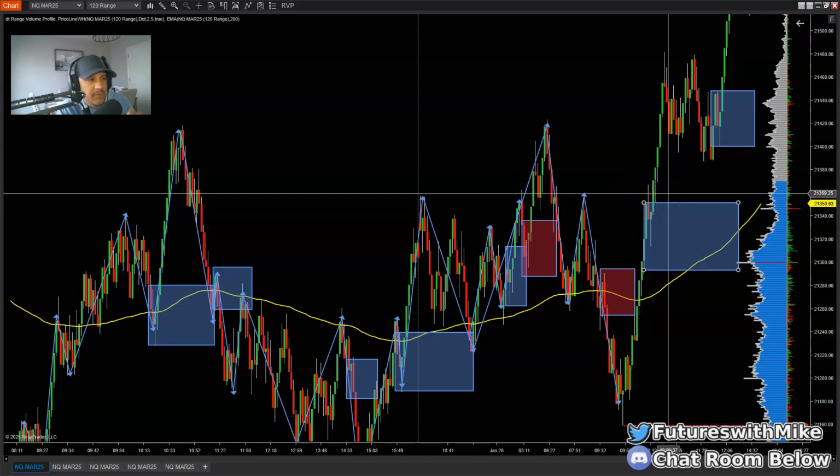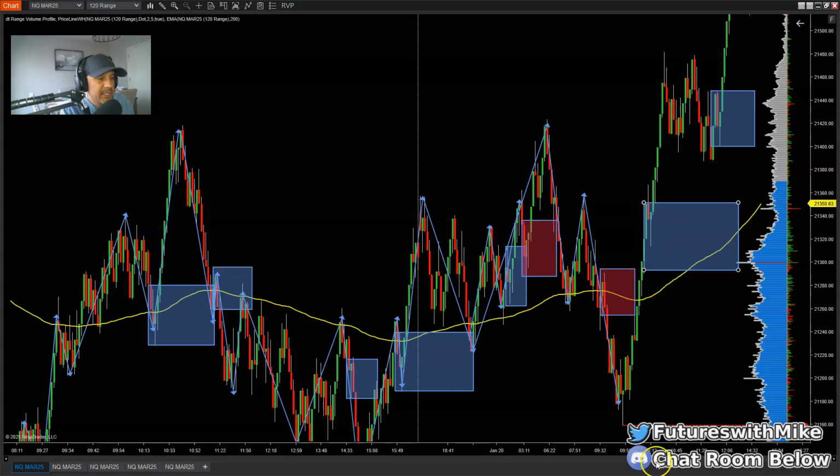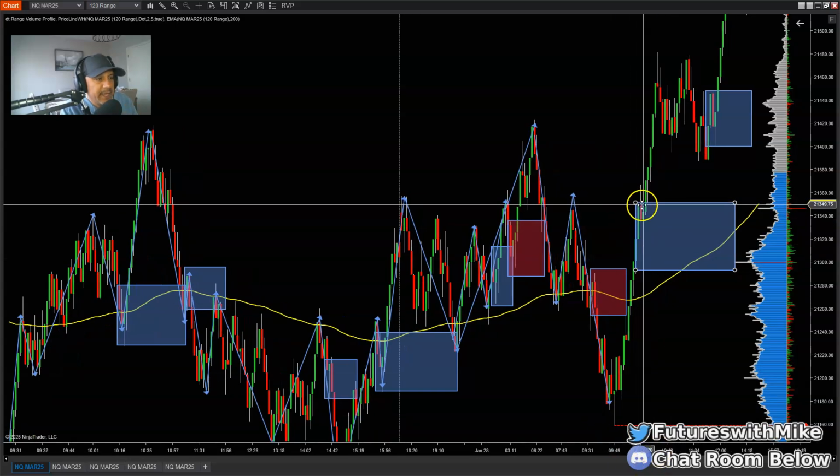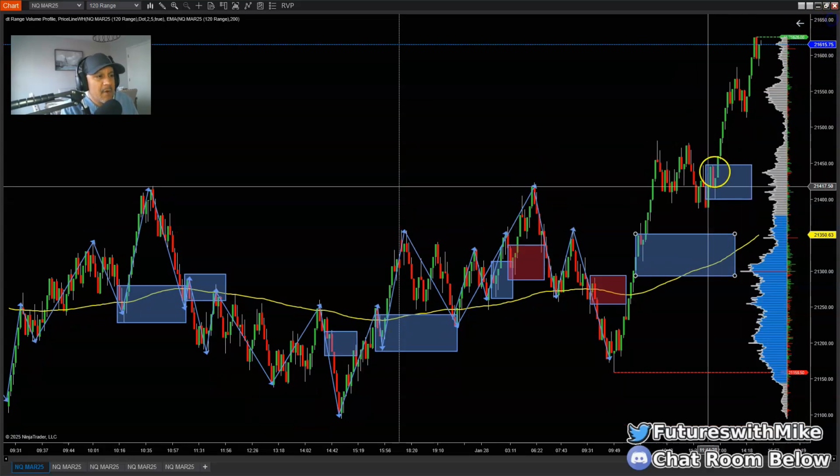Now, actually, there's no gap here. I'm sorry about that, if I said that. There is no gap. I just took a look at it. There is not a gap. This is a low probability zone here, but that does not mean that the market will not reject off the zone. Let's say the market comes back to the zone.